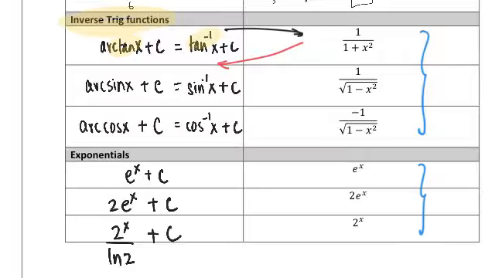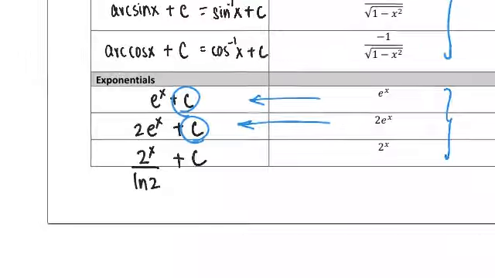These also, it's mostly just remembering, you know, the derivative of e to the x is e to the x. So the antiderivative is the same. Derivative of 2e to the x is 2e to the x. So the antiderivative also is the same. Just tack on the plus c each time.